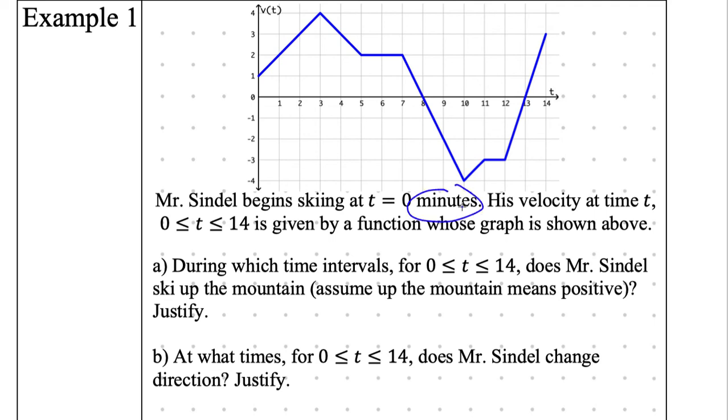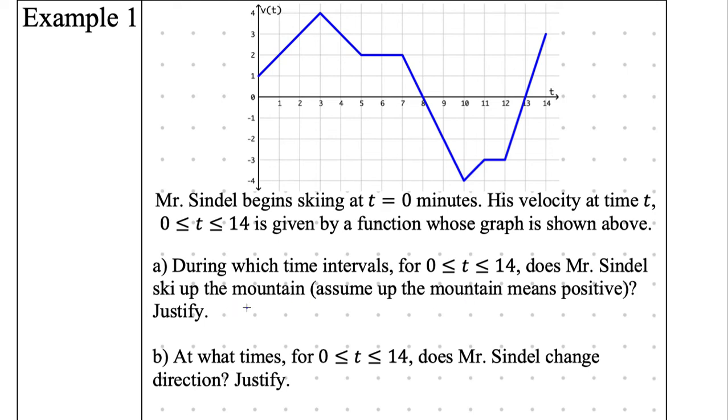Oh, I did, yeah, t is equal to 0 minutes. So my question for this graph is: somewhere between 0 and 14, somewhere on this graph, where do I go up the mountain? Assume up means positive. Where am I skiing up the mountain?